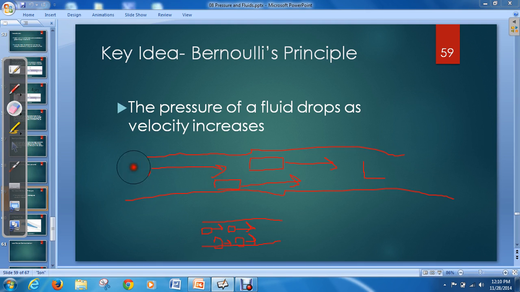So this is what Bernoulli discovered: that faster moving fluid, faster moving air, faster moving water is going to give a lower pressure. So let's look at an example of that.